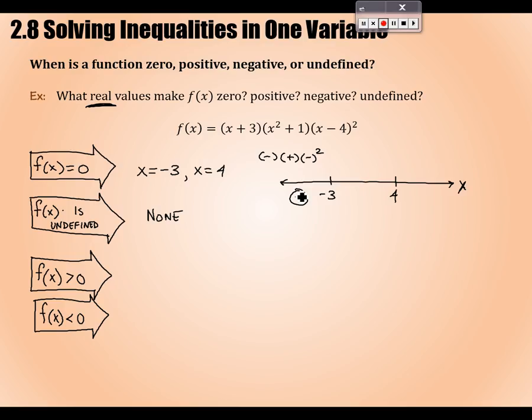How about 0? It's my favorite number. Let's go for the low-hanging fruit. Let's plug in 0. If you do, you get positive times a positive times a negative squared. Well, that'll be positive. So in the end, it'll be positive.